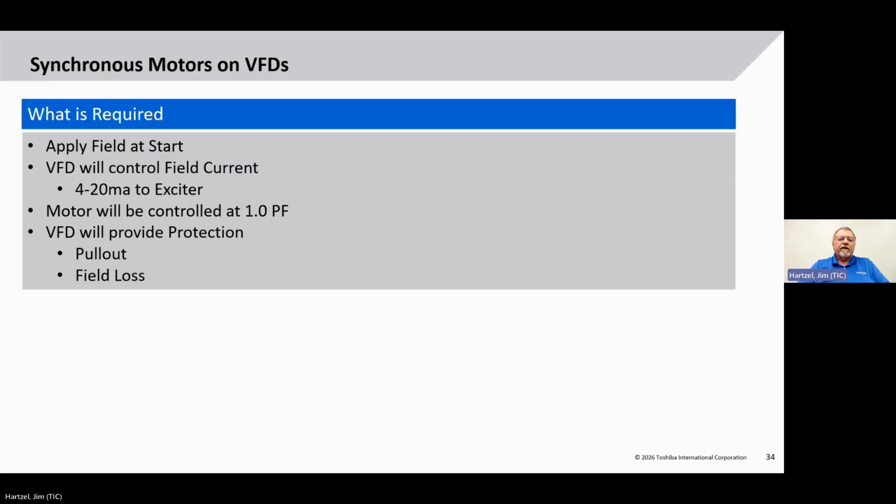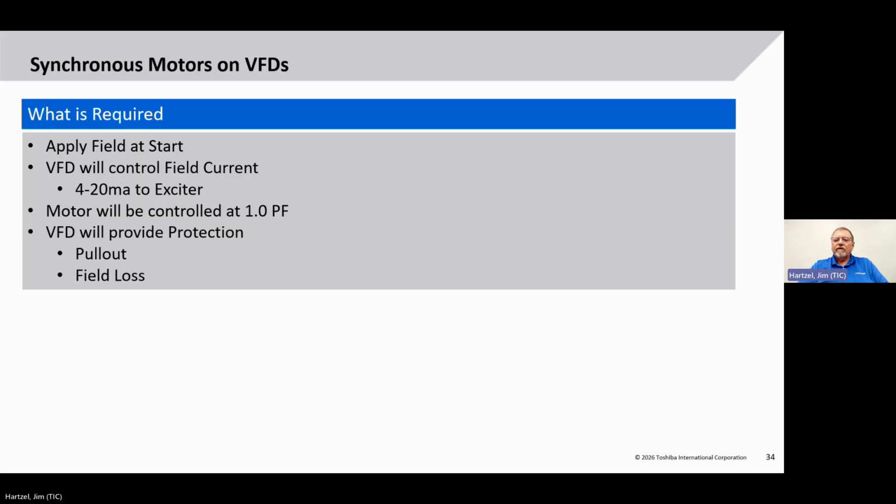The requirement for running on a variable frequency drive is that we're going to apply the field at start. Now, remember in the across the line examples, we had to start it and get it up to speed. Then we applied the field using our frequency detection relay. In a VFD, we're going to apply the field first, and then we're going to start the drive.